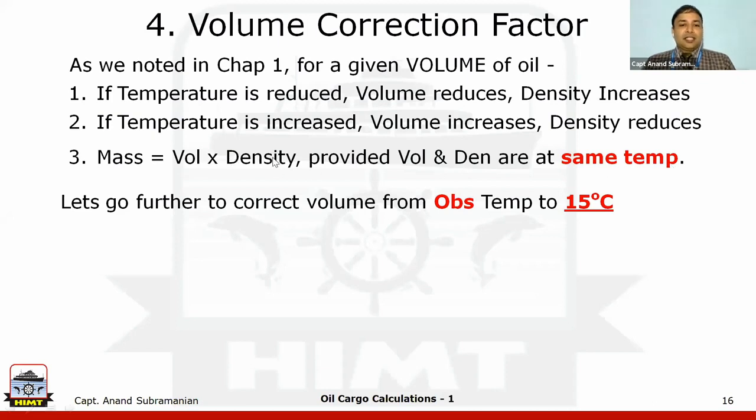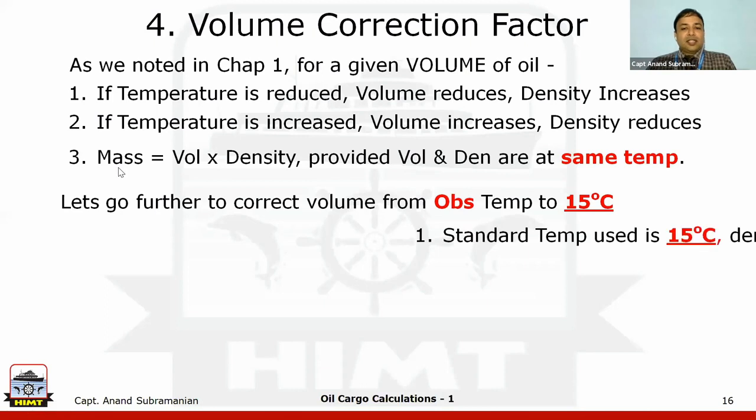The density is given by the cargo surveyor. We will look into this density part also, as to how it comes about. Here the problem is we have a density at one temperature and the volume at a different temperature. So we are going to correct the volume from the observed temperature to 15 degrees Celsius. Once I get the volume at 15 degrees Celsius, the density is also at 15 degrees Celsius, and we can easily multiply the two and get the mass. Is it clear? So that's what we are going to do.